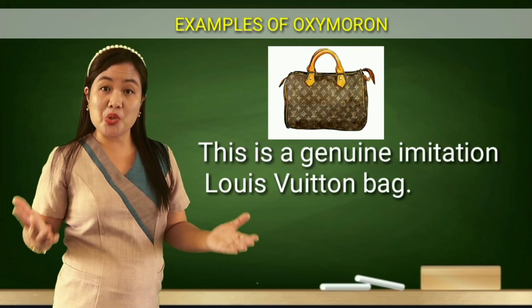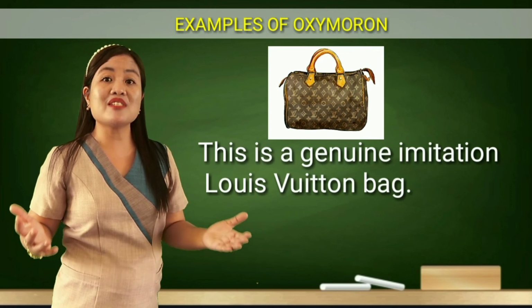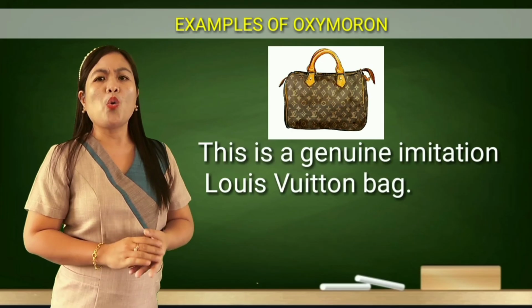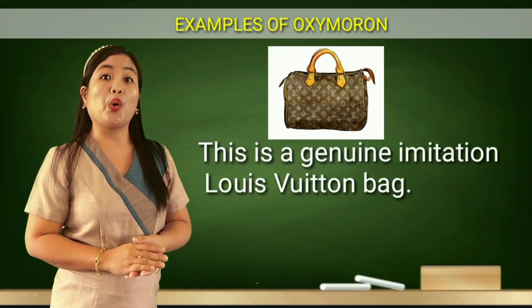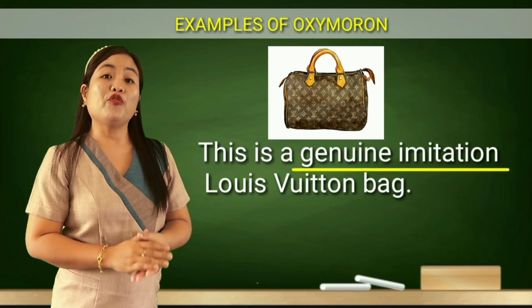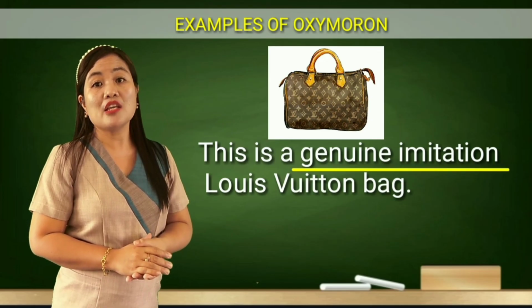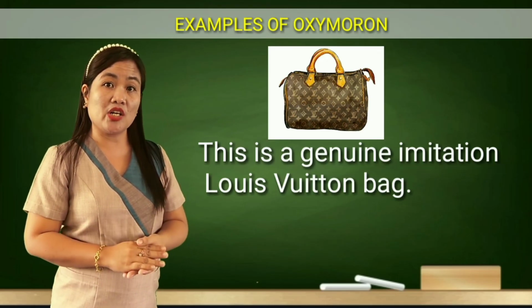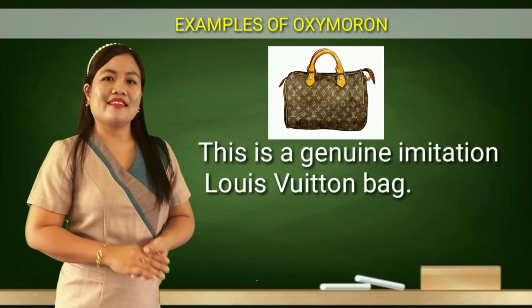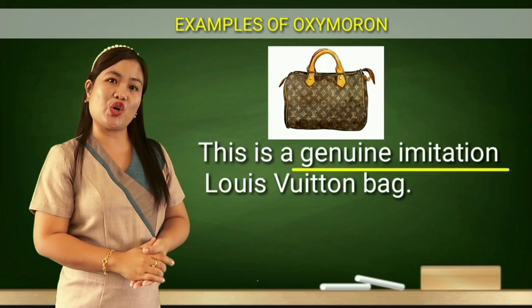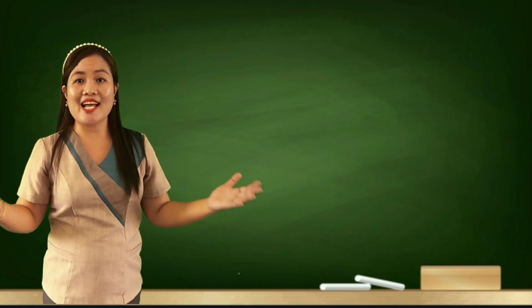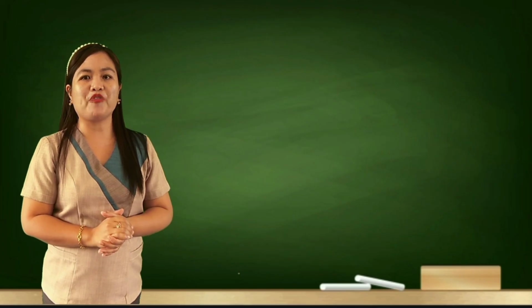Here, we can see two opposite words used in the same sentence: genuine and imitation. When we say genuine, it means original or authentic, right? If it's genuine, then it cannot be imitation. If it is imitation, then it cannot be genuine. Thus, genuine imitation is an example of oxymoron. Finally, we're done discussing some common types of figure of speech.